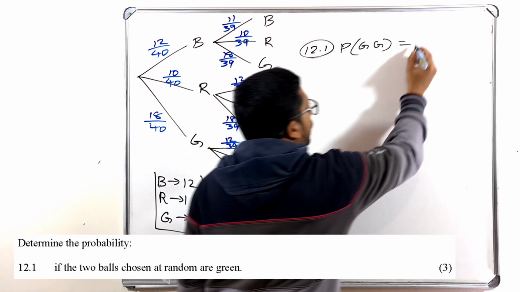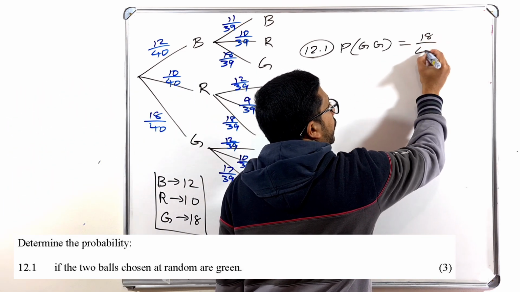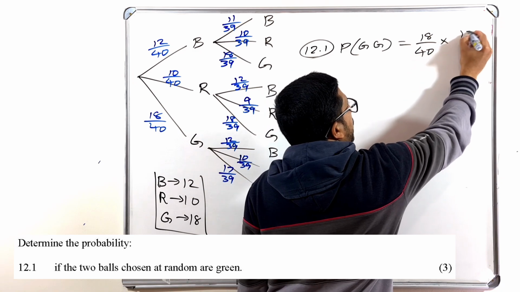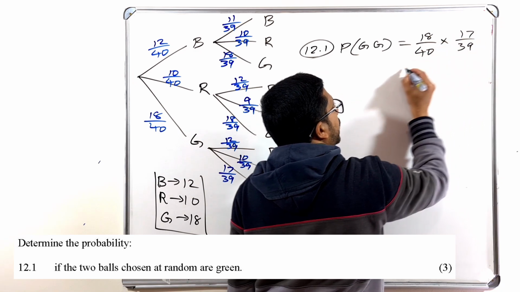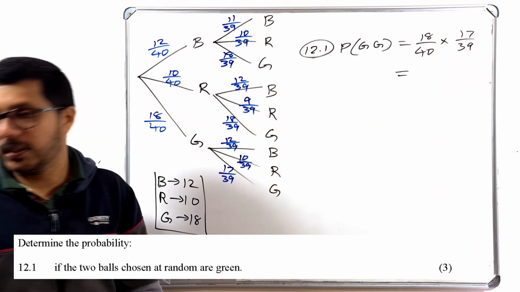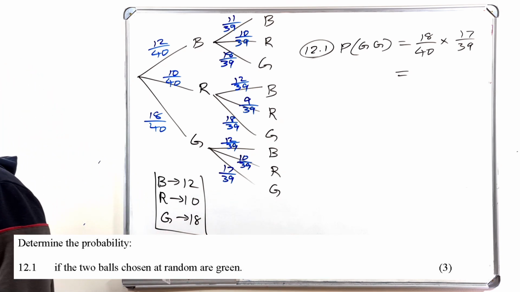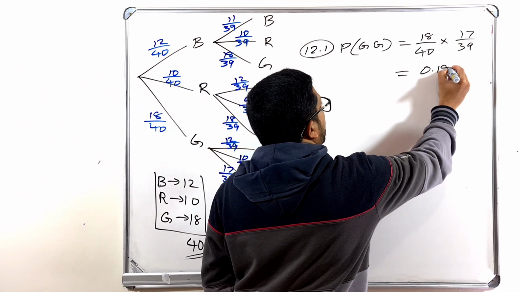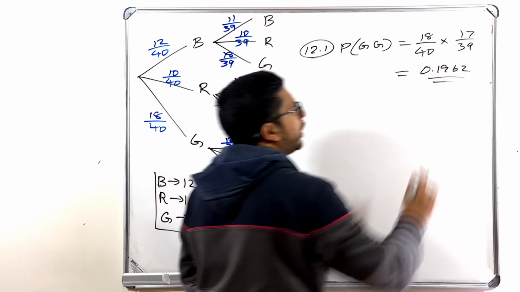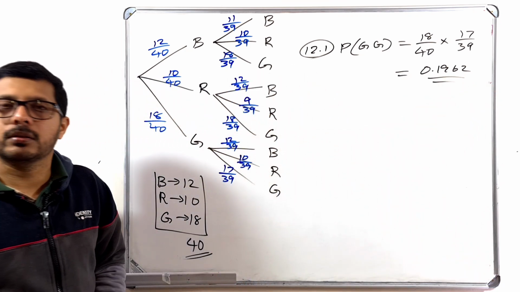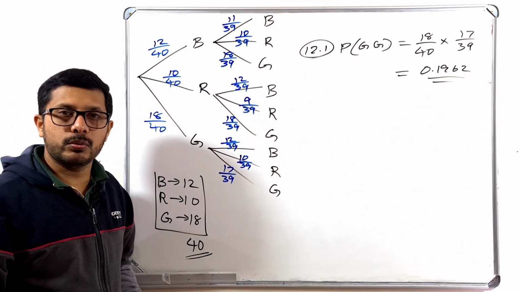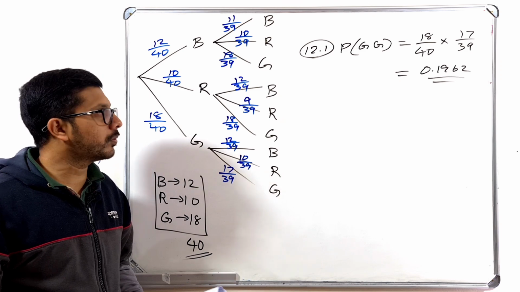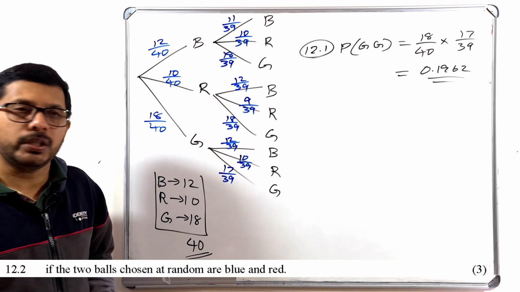So what is the total probability? 18 over 40 times 17 over 39. So check in your calculator, what is answer for that one? 0.1962. It's up to you, either you can write it in decimal or a percentage. 19.62 percentage, you have to write it like that also. Okay, so that is question number 12.1.